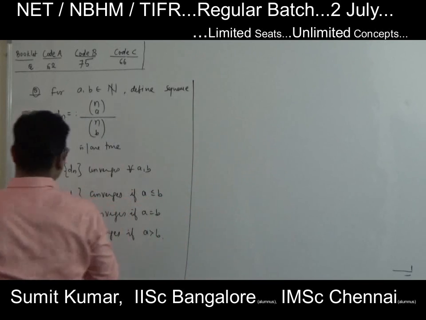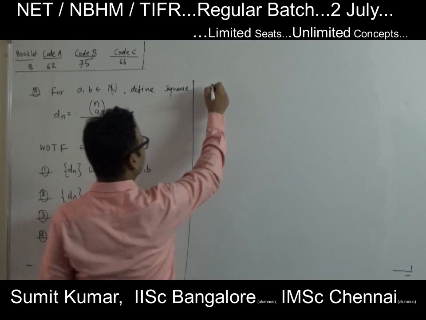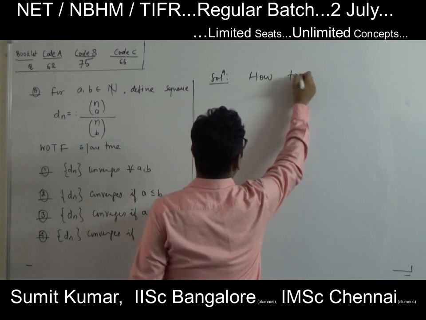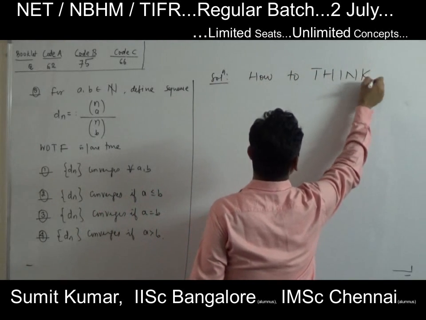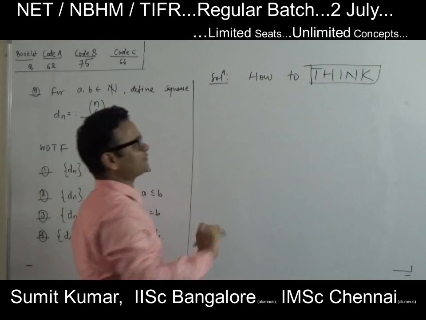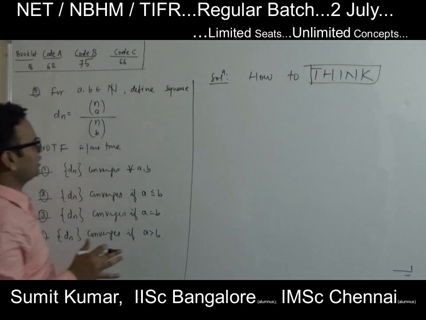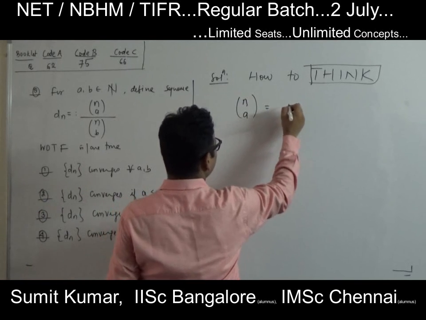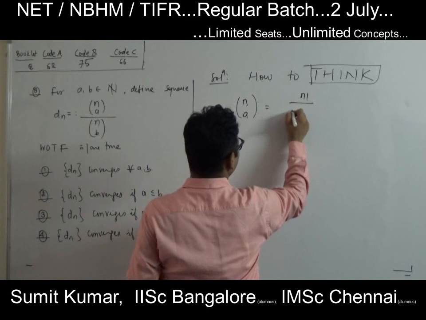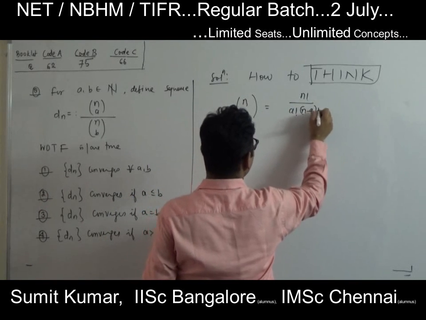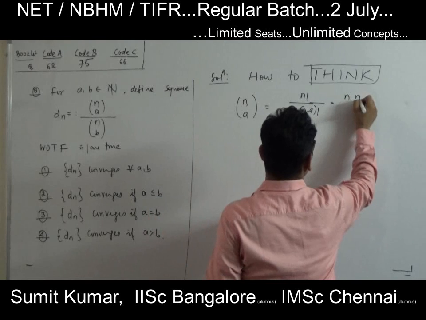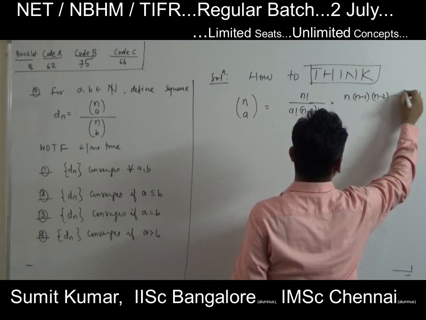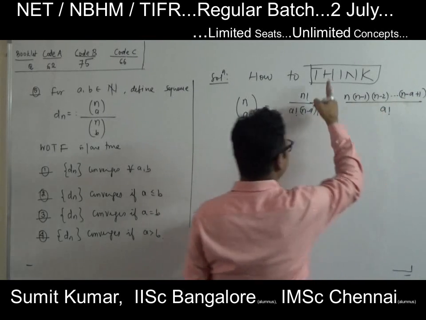I always start with how to approach such kind of questions. How to think here, how one can approach, that is really important. Solving a problem is never important; how to think about this kind of question is. So what is given? Let me recall. What do you mean by NCA? NCA is nothing but n factorial by a factorial into n minus a factorial. That is n into n minus 1 into n minus 2 and so on up to n minus a plus 1, by a factorial. The rest will get cancelled out.